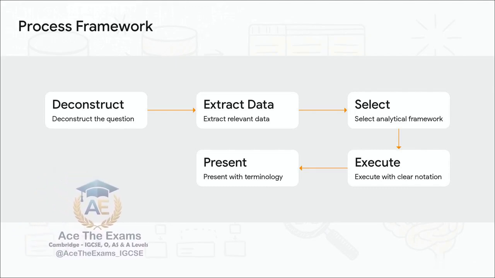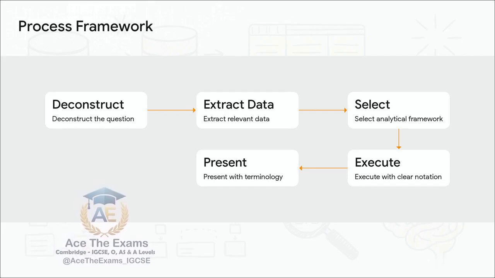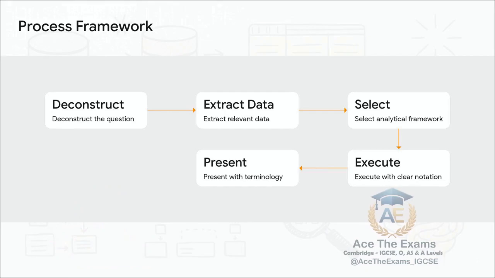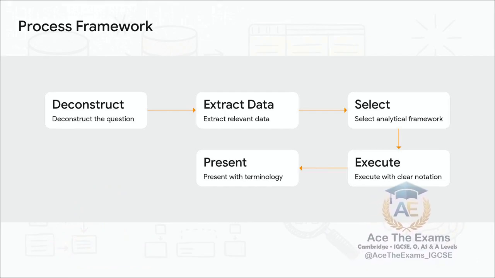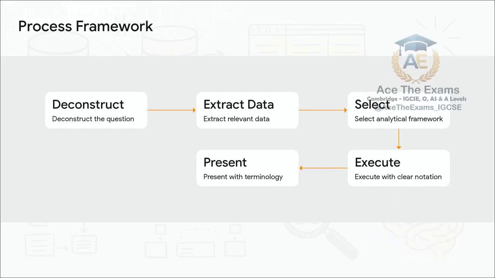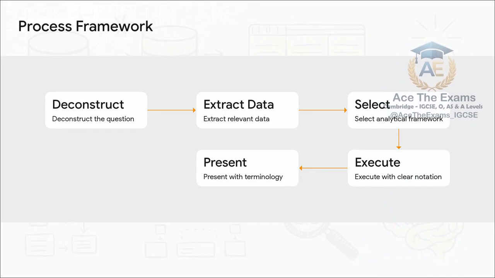Step 3, select the analytical framework. We know it's PEEL. We know we need to go logically from 1NF to 2NF and finally to 3NF. Step 4, execute with clear notation. This means drawing clear tables, underlining your primary keys with a solid, undeniable line, and using a dashed line or an asterisk for foreign keys, depending on the specific notation the question requested.